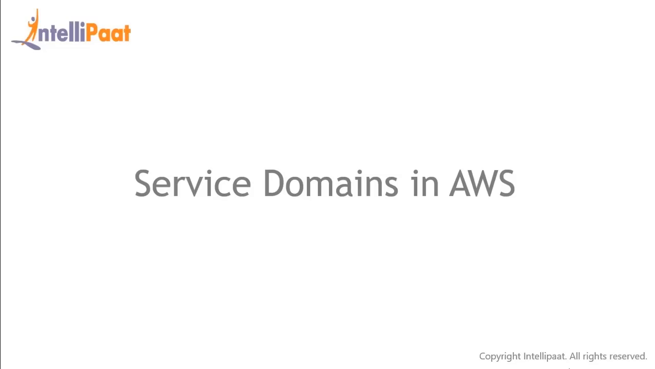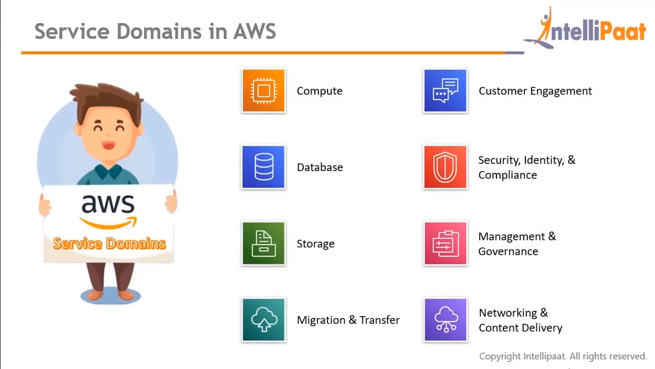Okay guys, now we've come to the most technical part of AWS: the AWS service domains and the services they provide. The AWS service domains are vast, but let me give you a few of them. A few of the service domains are compute, database, storage, migration and transfer, customer engagement, security, identity and compliance, management and governance, and networking and content delivery. Before starting off with explaining the services, let me be sure that the explanation of each of the services will be very simple so that anybody watching this video could understand it.